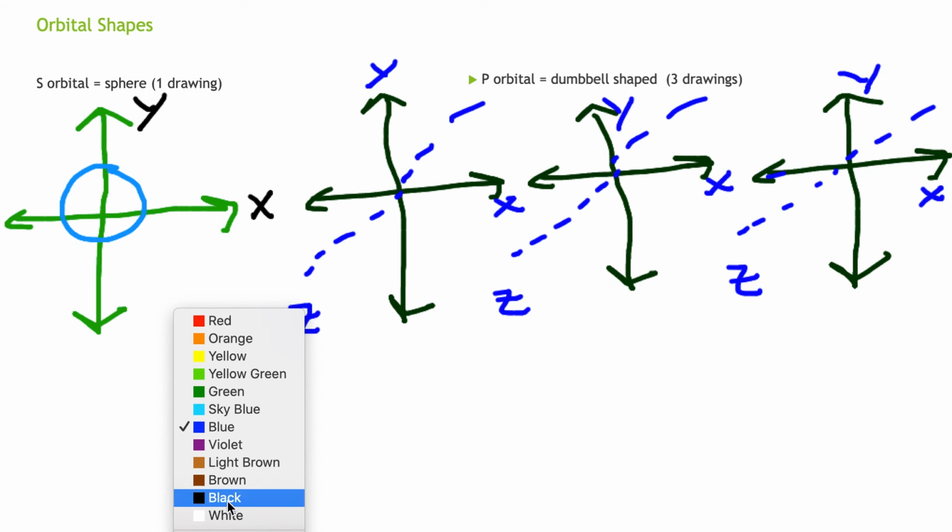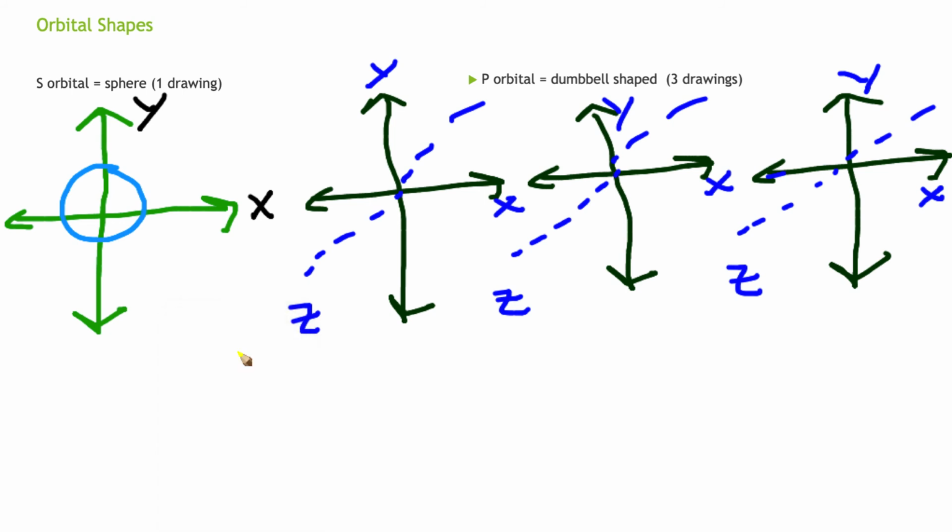So we're going to put our first dumbbell along the x-axis. So if that's the case, this will be the px orbital. Next one will be the y, so it'll be the py orbital. And then we'll put one along the z-axis, so it'll be the pz orbital.